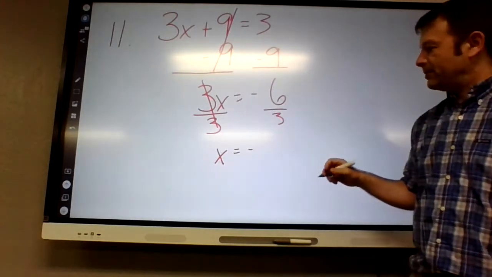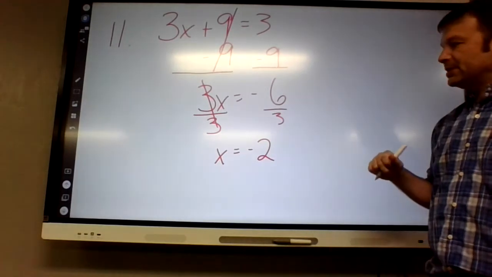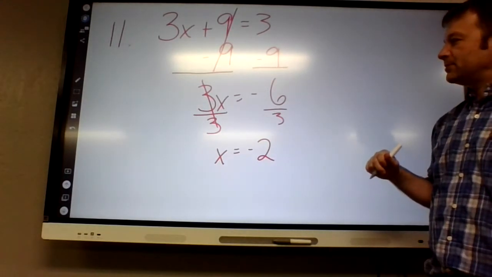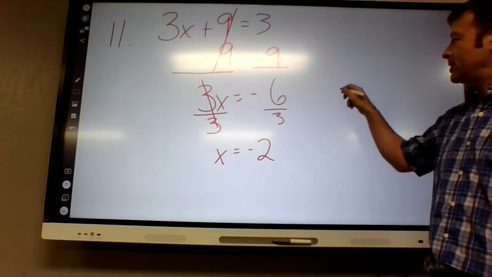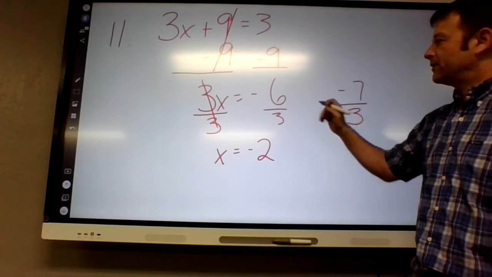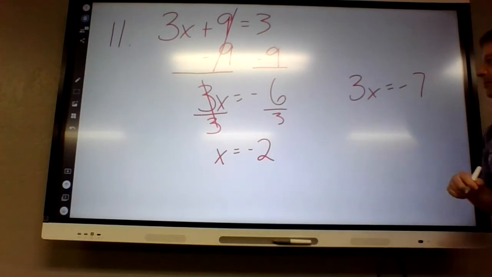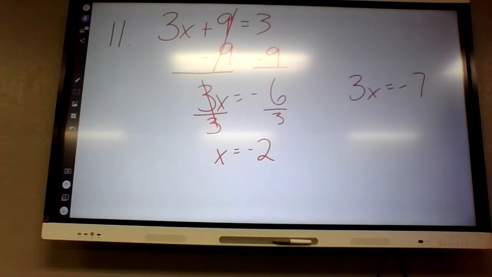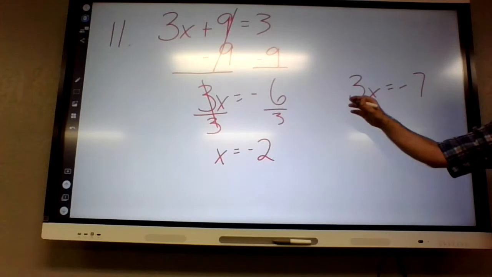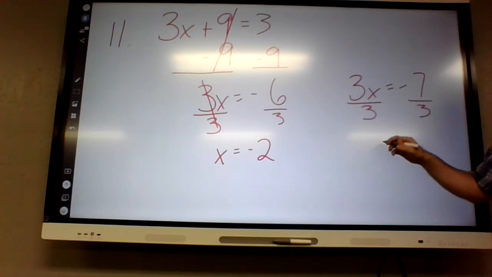Okay, negative 6 divided by 3 is negative 2. Here's something the other class forgot or didn't know. What if it had been like negative 7 divided by 3? What do we do in that case? Like if this had been like that, what would we do here? Still divide by 3, right? What would the answer be? Nobody knows?